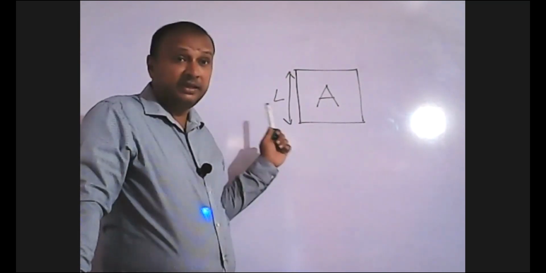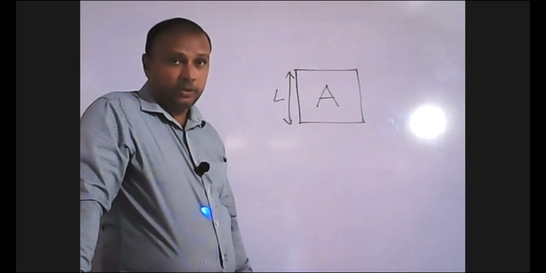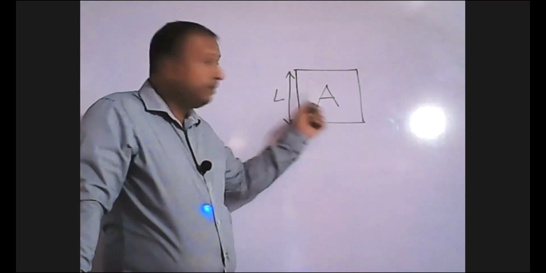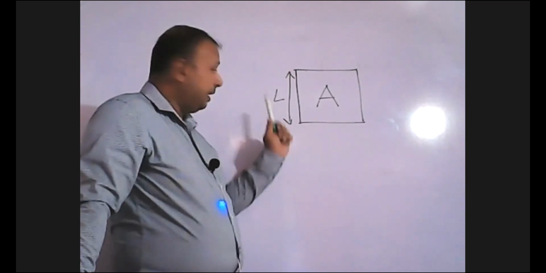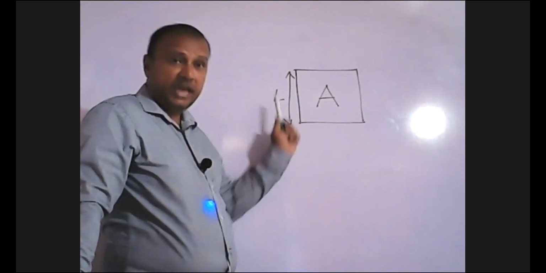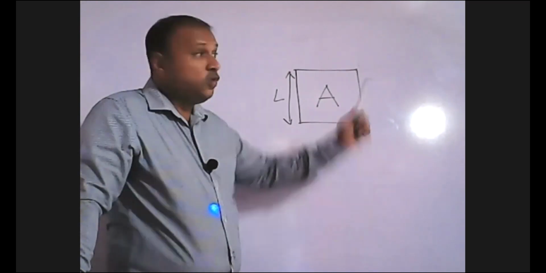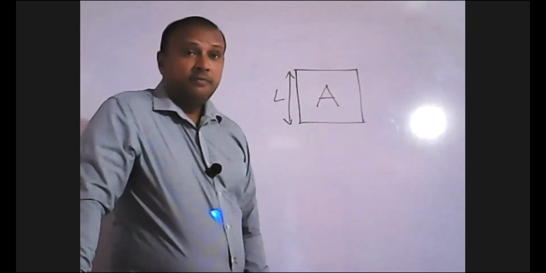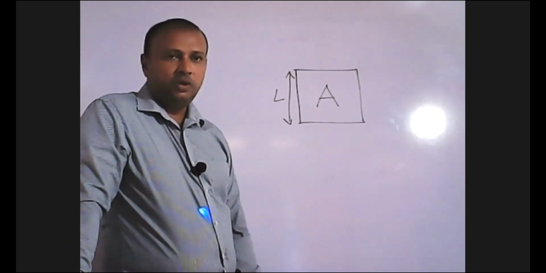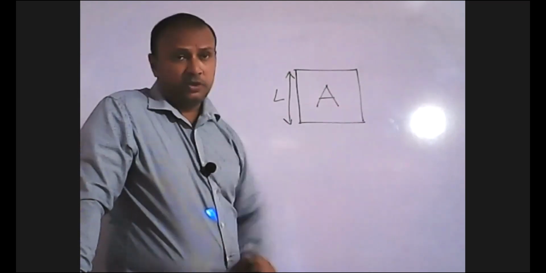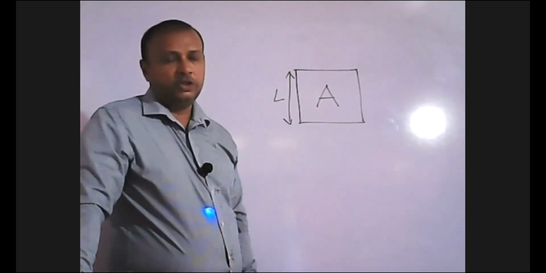Here the factor we can change is L. Only if we change L does A change. So we have to change L and observe what happens to A. Then you can build a relationship between these two. If it is a directly proportional relationship, then I can convert that relationship into an equation.